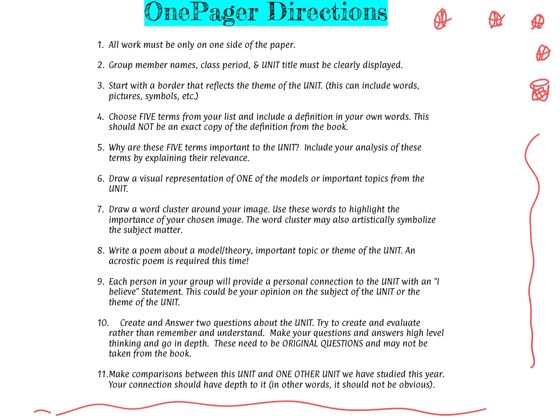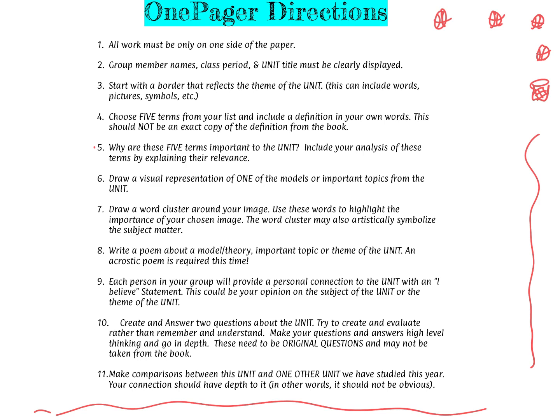For number 4, it says choose 5 terms. So 5 terms from the list from the previous page, and you're going to give your own definition, not just a textbook definition. So if my term is basketball, I would explain basketball in my own terms. And then for number 5, I would include my analysis of those terms by explaining the relevance. So why is basketball important to the unit?